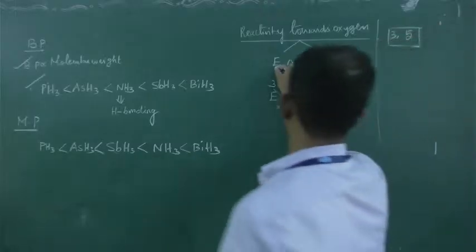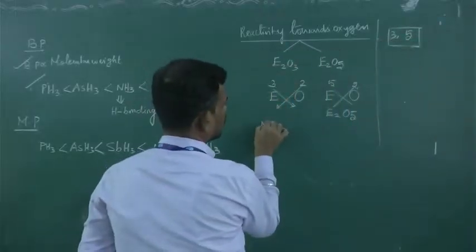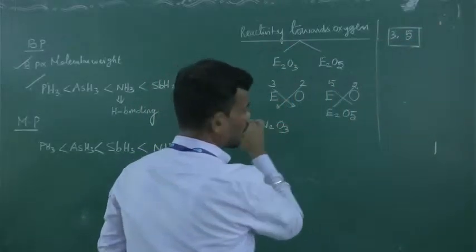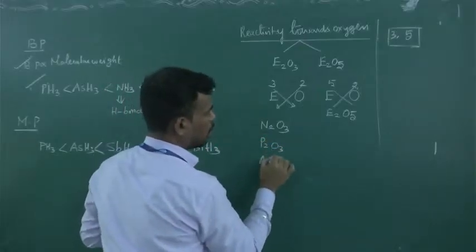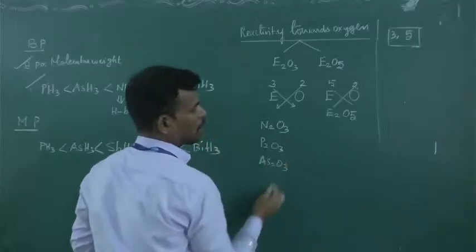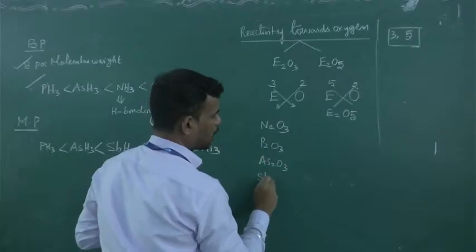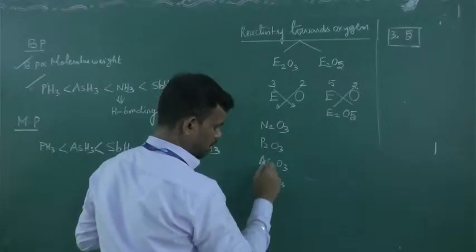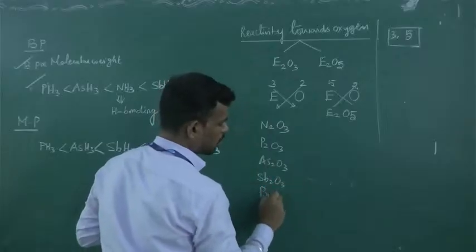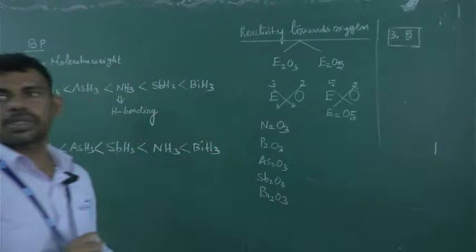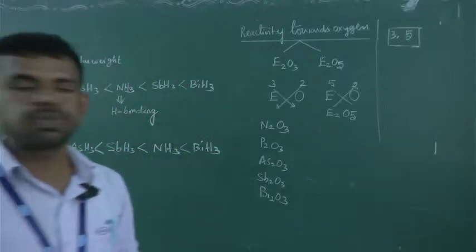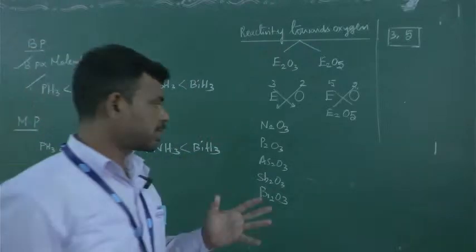In trioxides, what does E stand for? For example, nitrogen gives N2O3, phosphorus gives P2O5, arsenic, antimony oxide, bismuth oxide. So these are the possible trioxides. Is it clear? Yes or no? Yes.